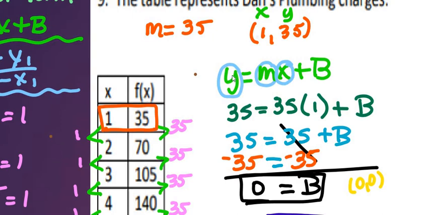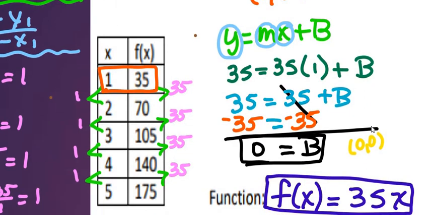So I'm going to put in 35 in place of the y. My slope right here is 35. My x is 1. So I have 35 equals 35 times 1 plus b. Solve it just like you would any equation, and my b is 0. And if I had to write this as an ordered pair, it's going to look like 0, 0.